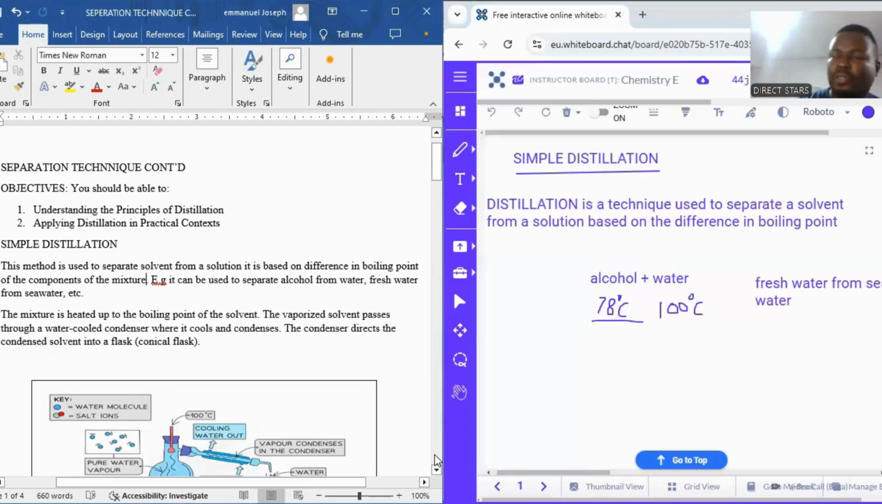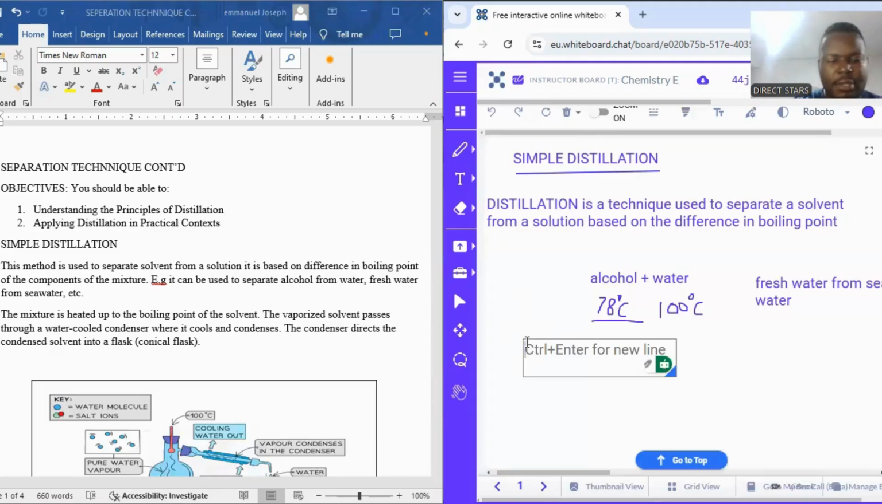What are the apparatus we use for this technique? The major apparatus we use are: we have your flask, you have your thermometer, you have your burner, Bunsen burner, whatever burner you desire to use, you have your condenser, and probably your beaker or flask, depending on the one you prefer.